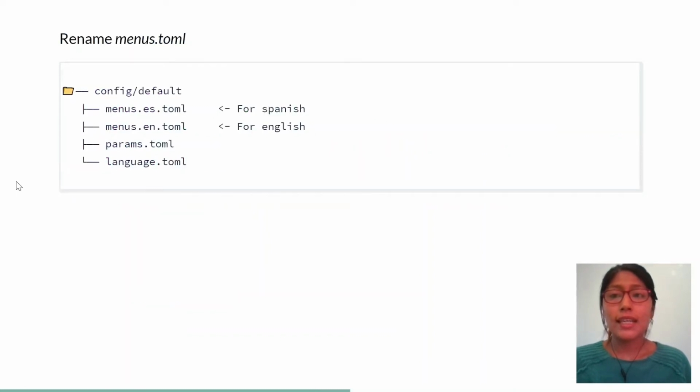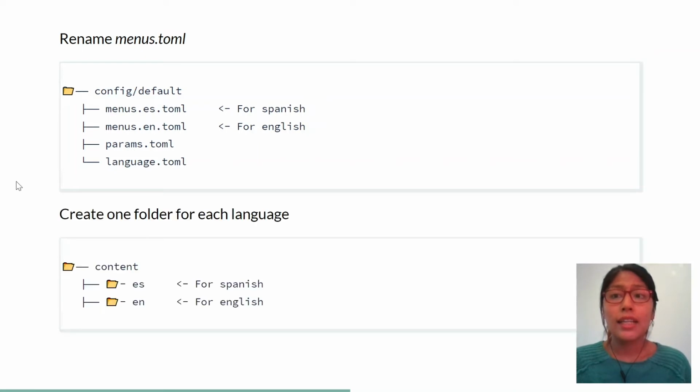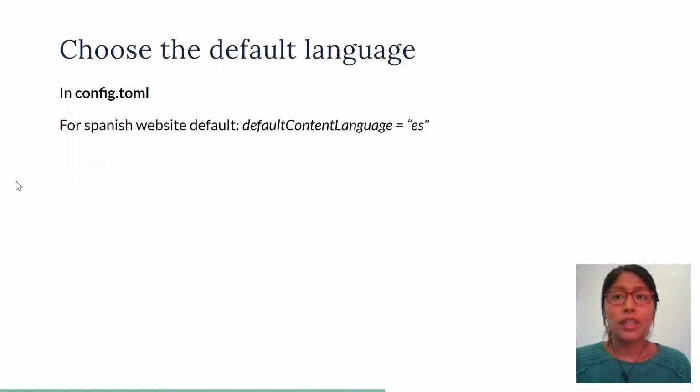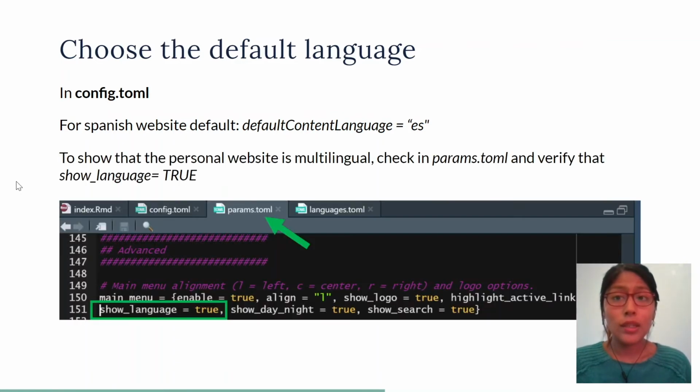Then, each language will need its own menu.toml file and a subfolder within the content folder. Finally, choose the default language that visitors will see when they visit your page, and to make it visible that the website is multilingual, check in params.toml that show language is true.